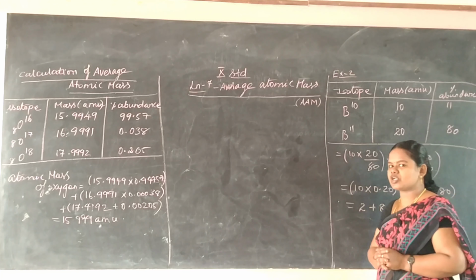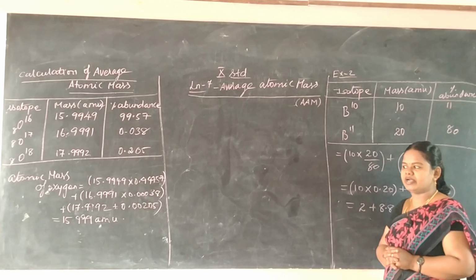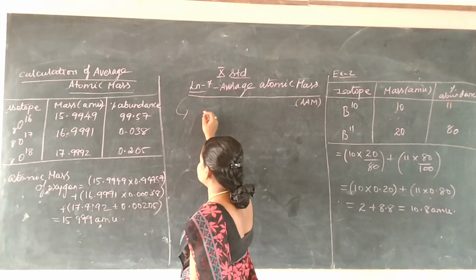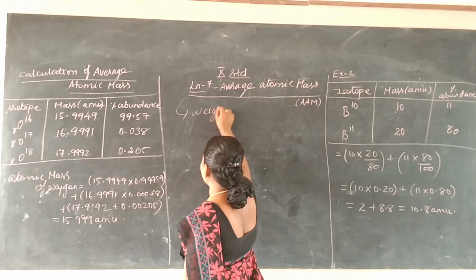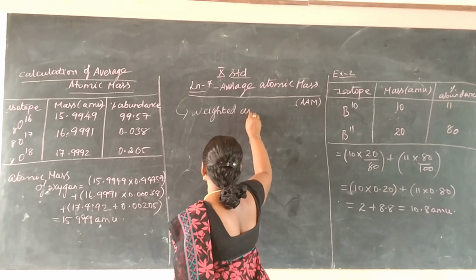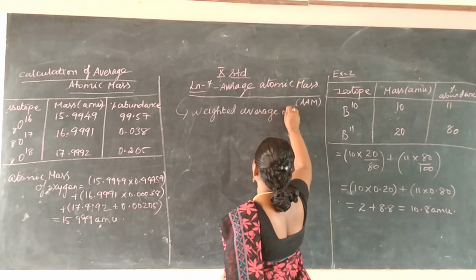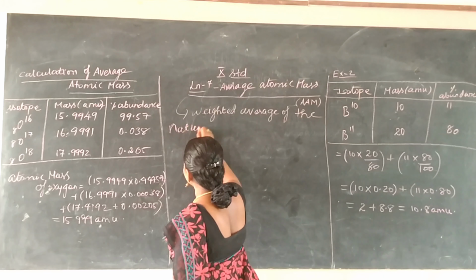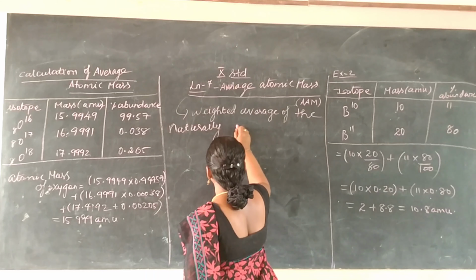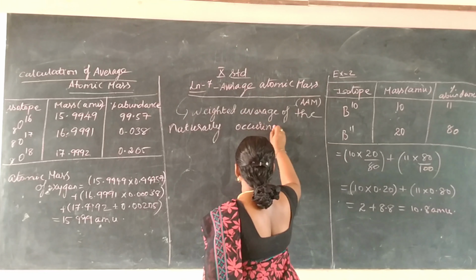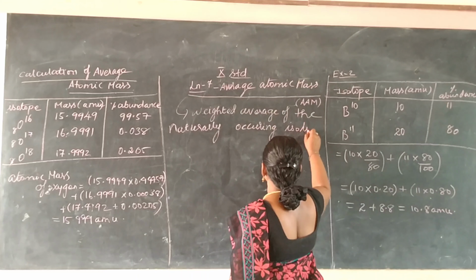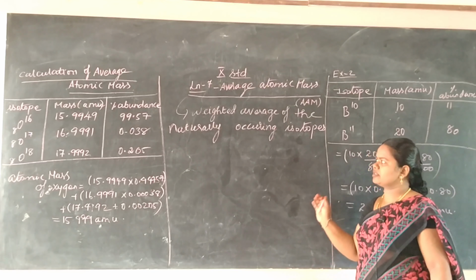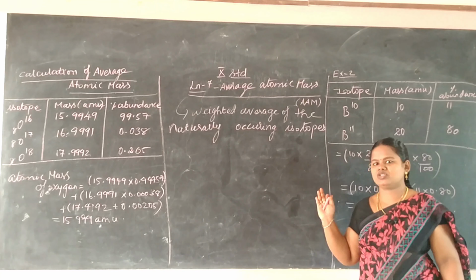So what is this average atomic mass? Average atomic mass is nothing but the weighted average of the naturally occurring isotopes. So here we have to consider the percentage abundance of these elements also. When you want to consider this percentage abundance, we have to take the weighted average.